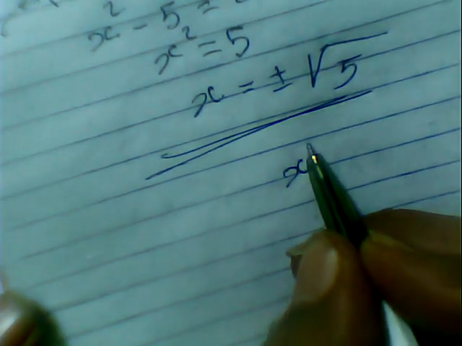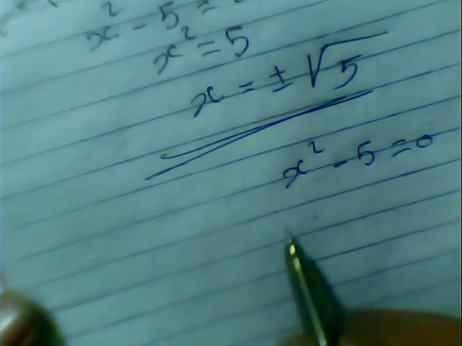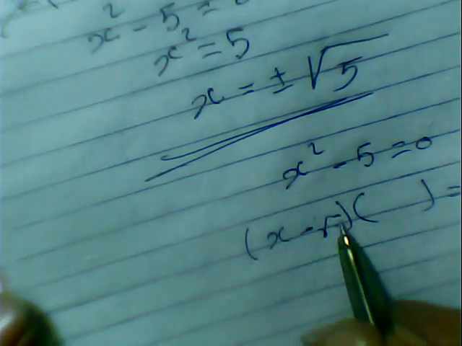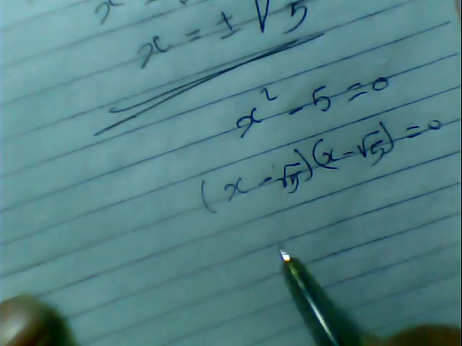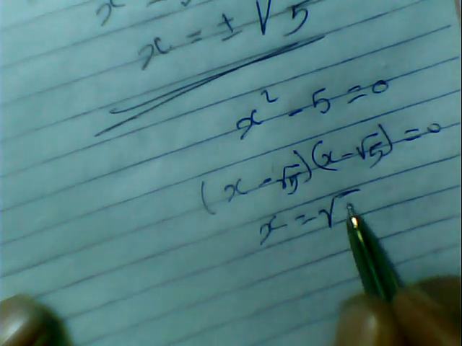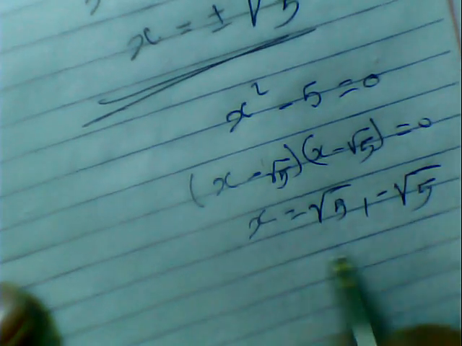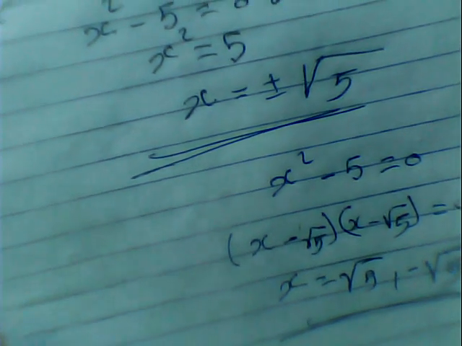Okay, we can solve this with another method, x square minus 5 equals 0. We can solve x like this: x minus root 5, x plus root 5. Then x equals root 5 and minus root 5. The same. We can solve another also.